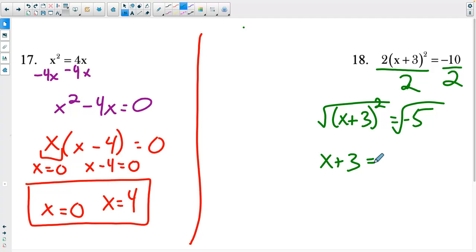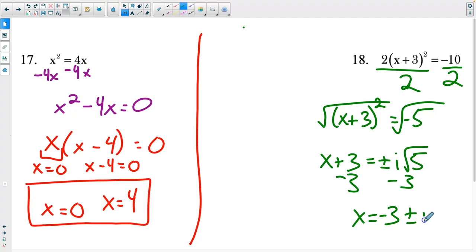What's this equal? What? Say it. You said it. Plus or minus? Perfect. We minus the 3, and I end up with x equals negative 3 plus or minus i square root of 5.